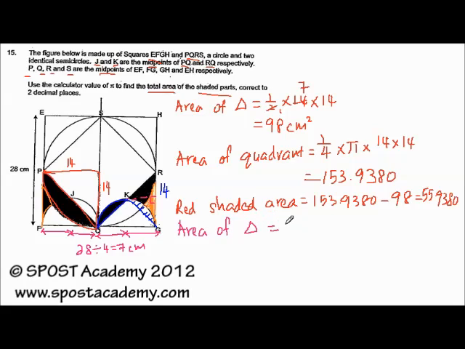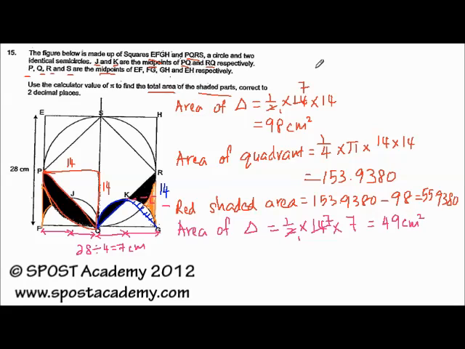So to find the other shaded area, which is the area of the triangle, area of triangle is equal to half times base, which is 14, times the perpendicular height, which is 7. Divided by 2, we'll get 7. Therefore, it will be 49 cm square.